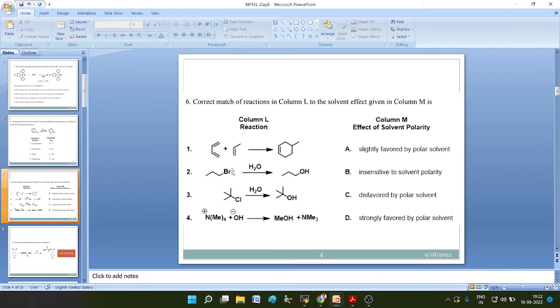Since the initial reactants are not charged, but in the transition state there will be slightly charged dispersal, like there will be C-Br delta plus, delta minus, and then H2 will also have some delta minus charge. So it will be slightly favored by polar solvent.